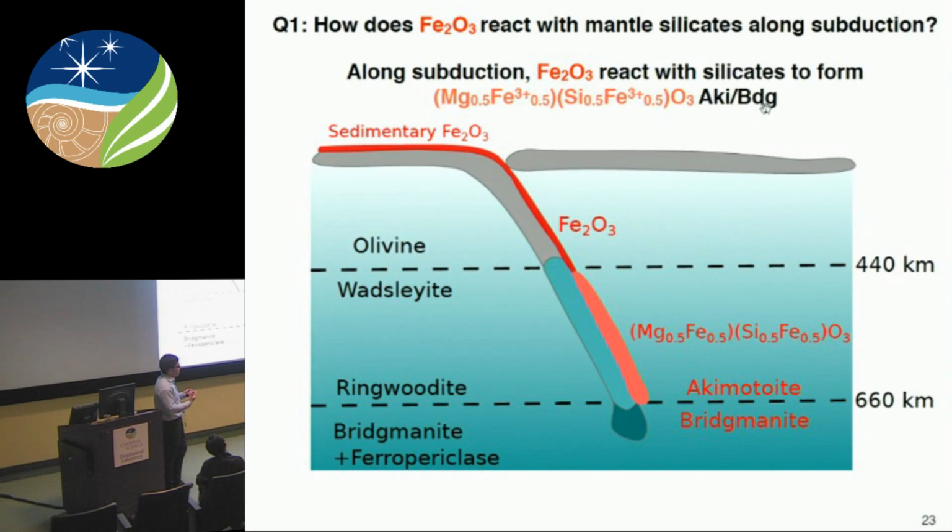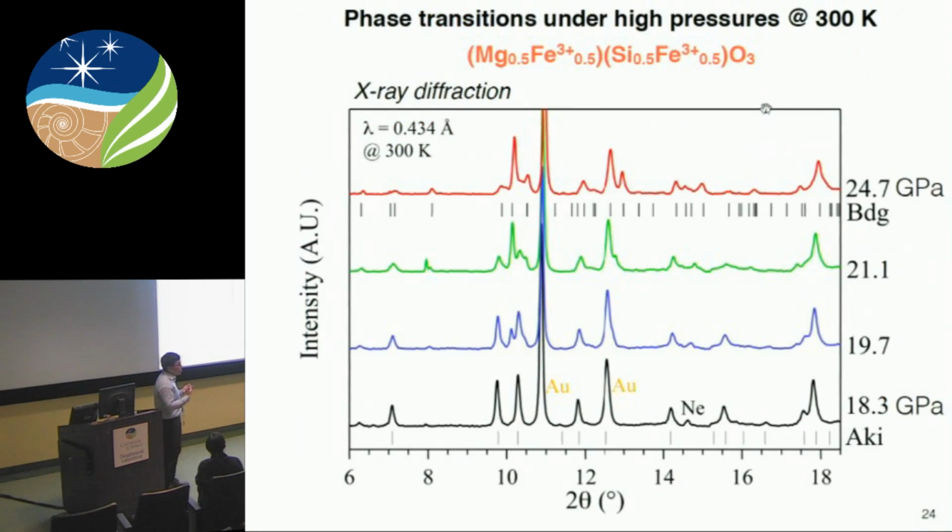So from those experiments, we conclude that when hematite or Fe2O3 is transported down, when the slab reaches the transition zone, this phase will be eaten up by the surrounding silicates and form this 1-to-1 ratio phase. This is a small amount based on mass balance, but this is the major Fe3+ carrier for the sedimentary hematite. So, what is the structure of this phase?